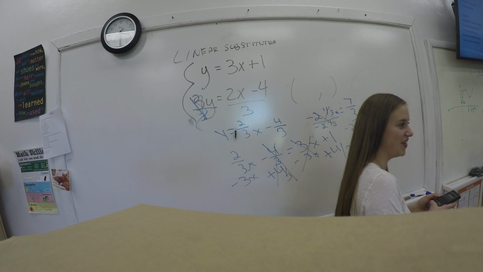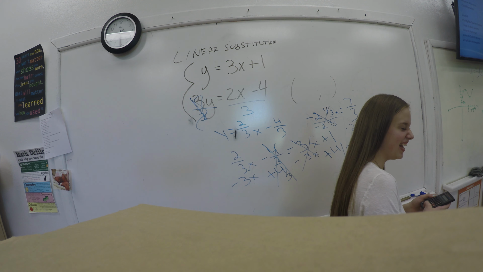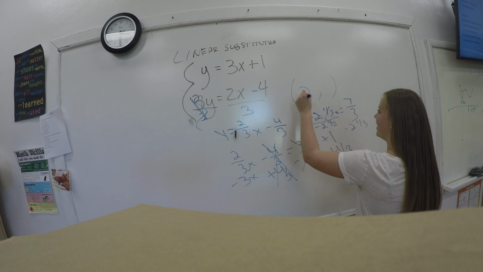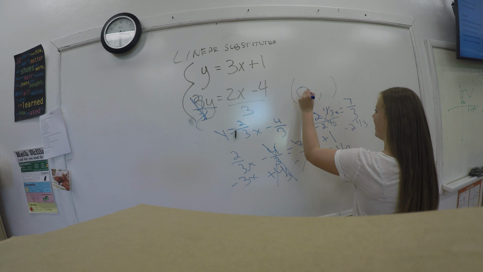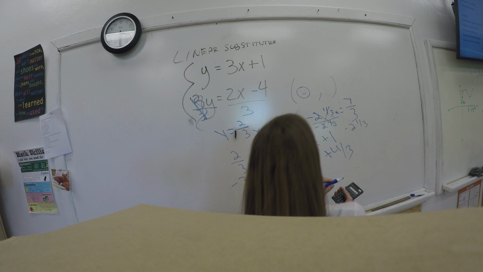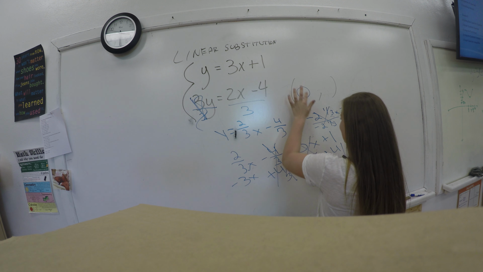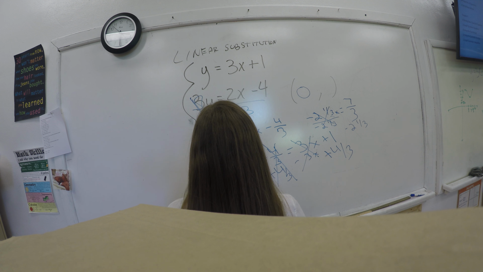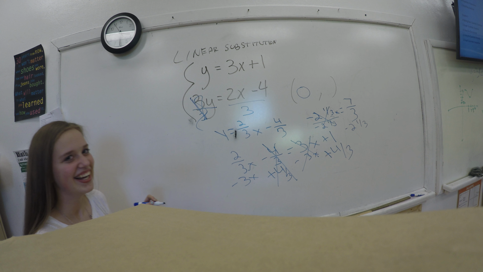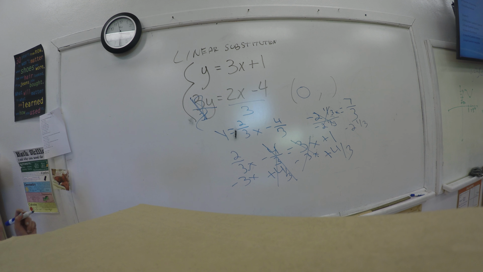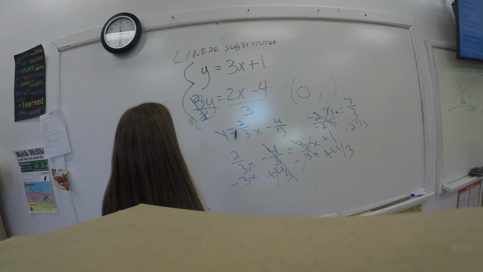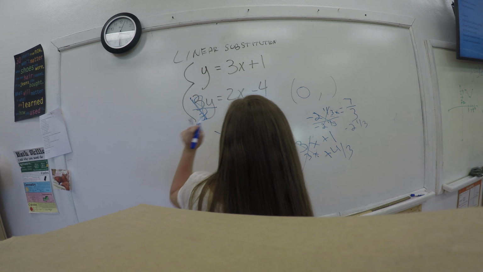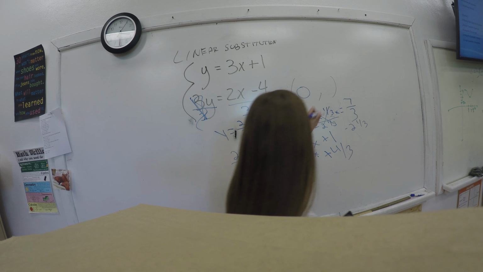I got 0. Is that right? 0 for x? Potentially, yeah. Let's see. Now plug it in. All right, so it's 0 for x. What's your y value? I don't know yet. So I have to plug that into this. Oh, it's 1.